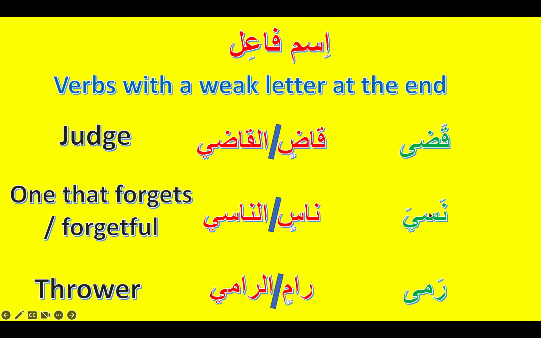نسي is to forget. So the ism fa'il, one that forgets, or a forgetful one, nasin. But if it's definite, the one that forgets, or the forgetful one, an-nasi. So again, indefinite with the kasra tanween, definite with the ya. Ramma, to throw. A thrower, ramin. But the thrower, ar-rami. That's all for today.